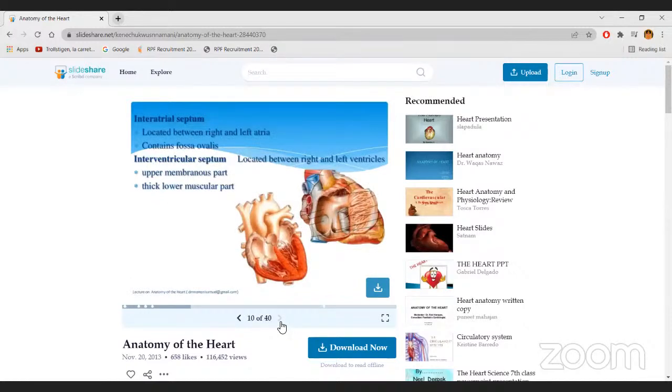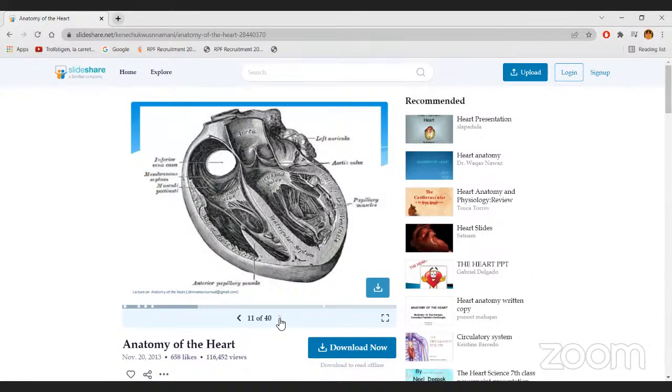The next one, the internal septum. This is the anatomical structure of the heart. The interatrial septum, located between the right and left atria, contains the fossa ovalis. The interventricular septum, located between the right and left ventricles, has an upper membranous part and a thick lower muscular part.